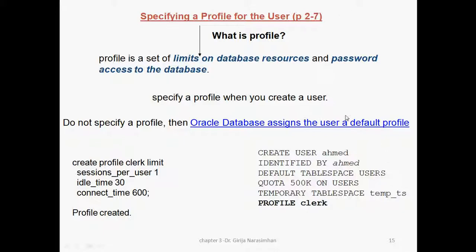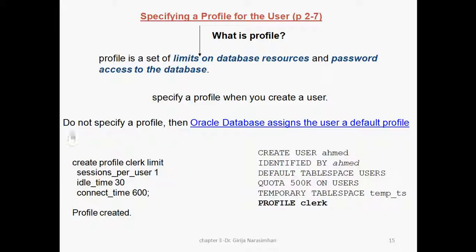Specify a profile when you create a user. Do not specify a profile; suppose I am not mentioning it. I just say create user, username, identified by password, that's all. I'm not mentioning any tablespace, any quota, any temporary tablespace, any profile. What will happen? Everything will take the defaults: users, temp, and default is one profile name, so it will take the default profile.